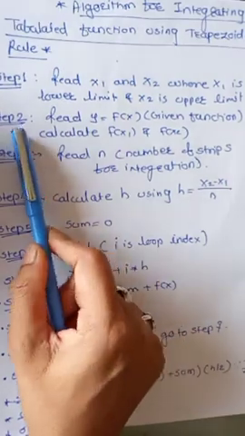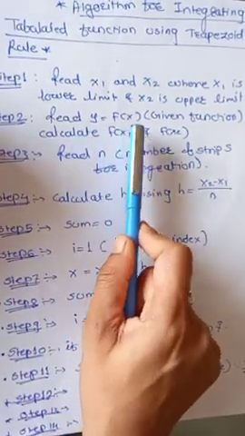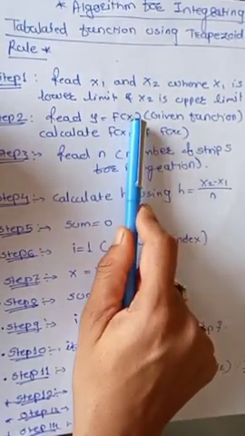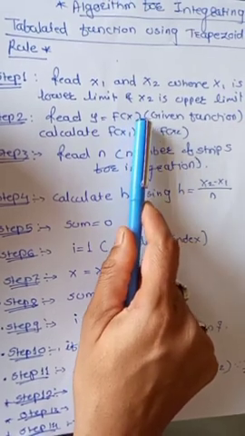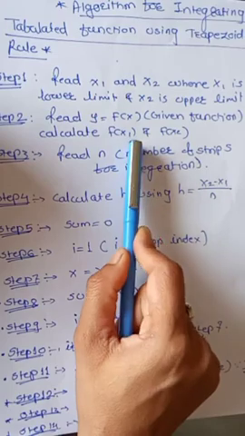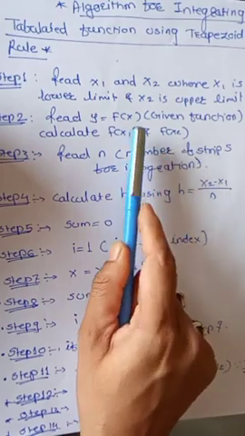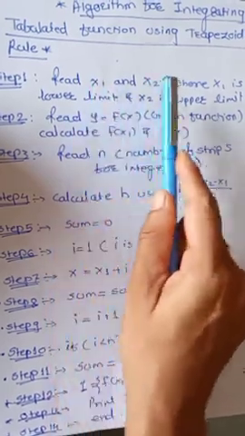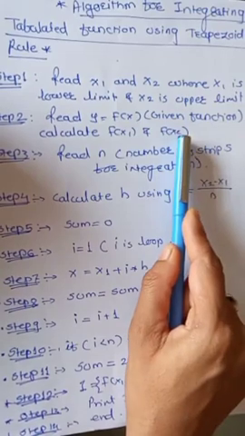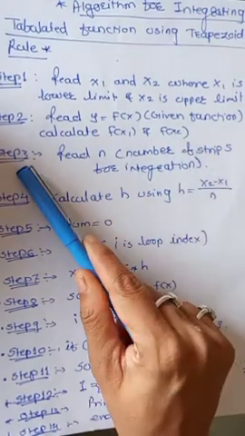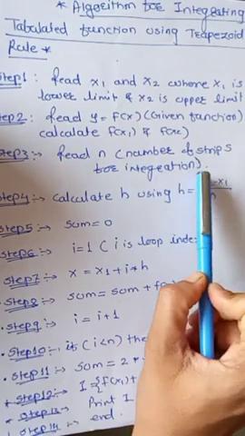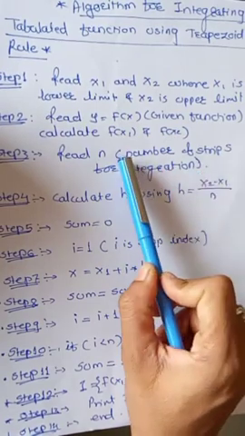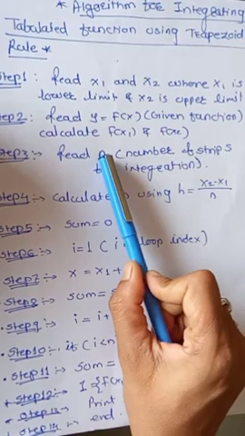In step 2, read y is equal to f(x). This is a given function. Now by using the limits we are going to calculate this function as f of x1 and f of x2. So f of x1 is for the lower limit and f of x2 is for the higher limit. You have to calculate that. In step 3, read n. n is the number of steps for integration.